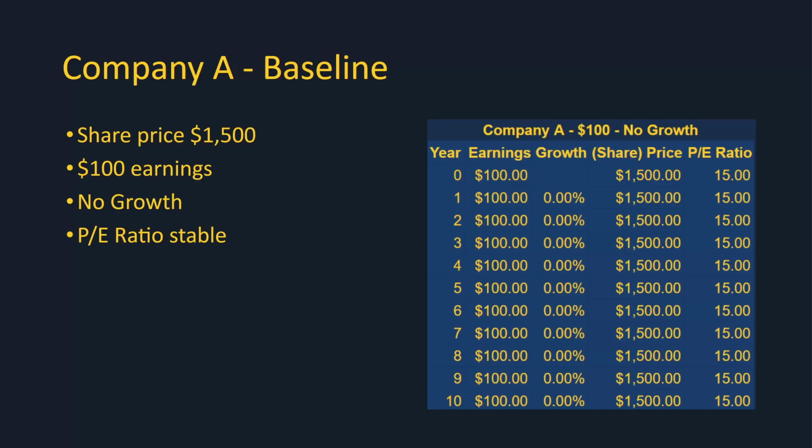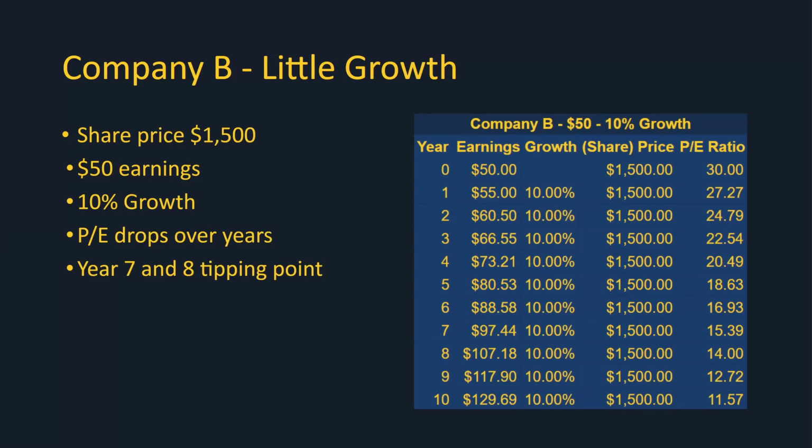Let's look at company B. Company B has a little growth, but started with a lower earnings. So the share price again is $1,500. The earnings is $50, which means if you divide the $1,500 by $50 earnings, you get a PE ratio of 30. It has a 10% growth, but because of that growth, you will see that the PE ratio will drop over several years. So it starts with 30, but after 10 years, it's close to 11. And the tipping point compared to the baseline company A is between 7 and 8 years.